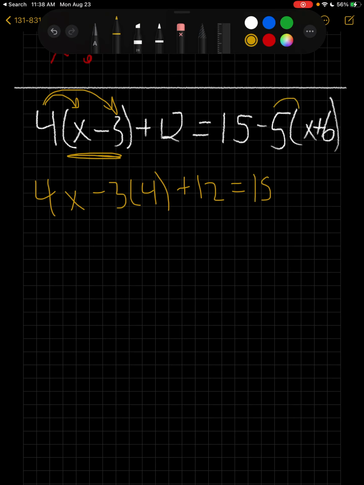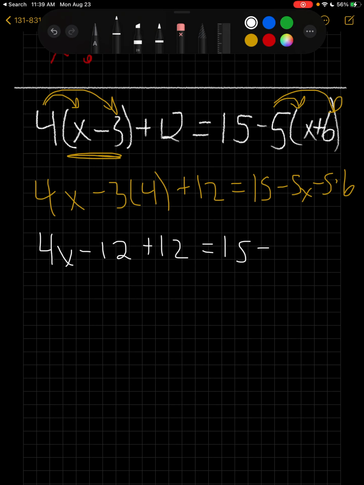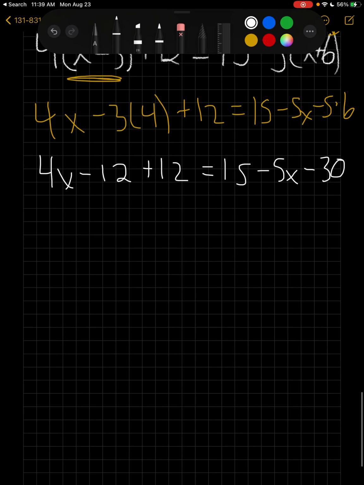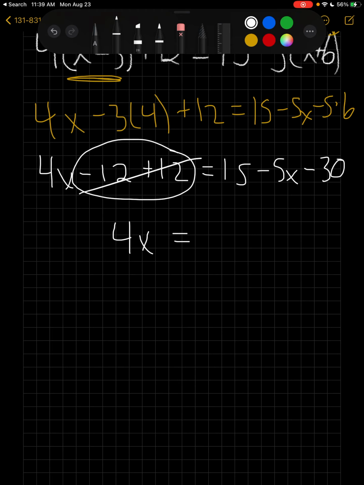We'll have 15, and I'll distribute that negative 5. So we'll have minus 5x minus 5 times 6. And then I can go through and simplify. That's 4x minus 12 plus 12 is equal to 15 minus 5x minus 30. This is kind of nice. Look, minus 12 and plus 12. Those cancel out to 0. Those are additive inverses. So we get 4x is equal to 15 minus 5x minus 30.